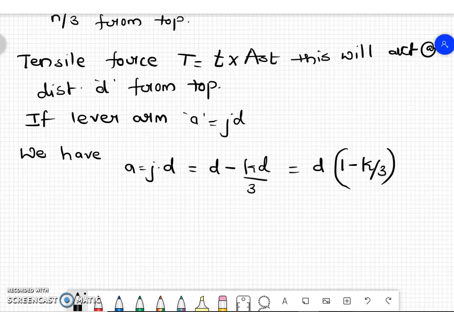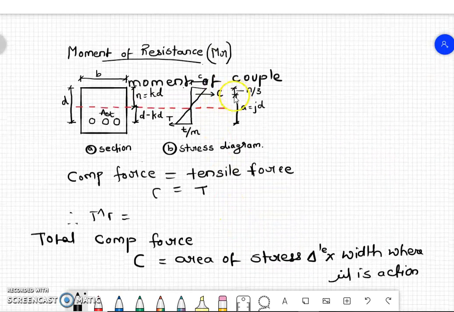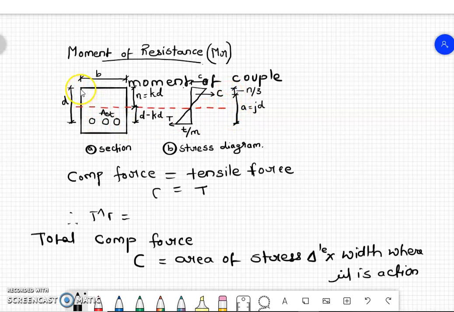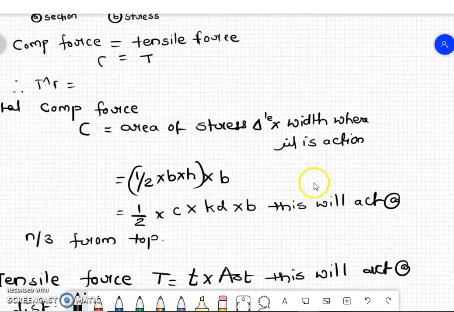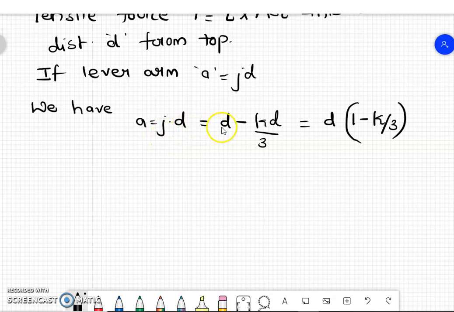This is from the diagram. From the stress diagram, we can also write this distance A as D minus KD by 3. Again, I'll just go back to the diagram. See here, this is A. So from the diagram, it is D minus this n by 3, where n is KD. So we can write A is equal to J into D, where from the diagram it is D minus KD by 3, D taken out as common, it is 1 minus K by 3. Therefore, this J can be written as 1 minus K by 3.